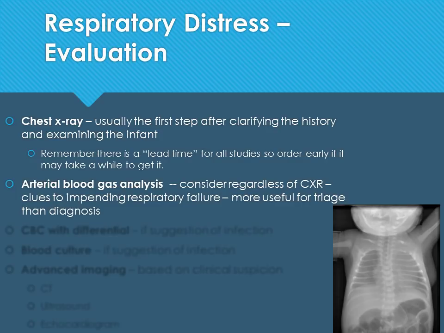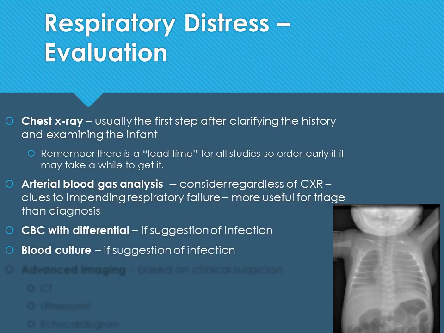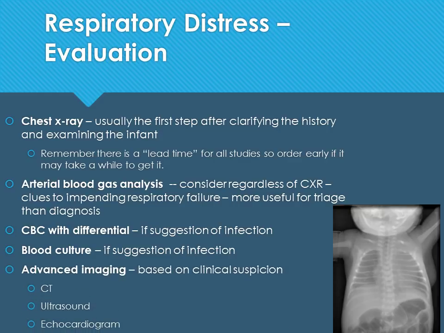ABG, we consider this regardless of whether or not we're going to get a chest x-ray. This really gives us clues to impending respiratory failure. It's more useful for triage purposes than it is for diagnosis. Will I need to send this person up to the ICU, or will we be able to manage them on a general pediatric floor? A CBC with diff and a blood culture can be helpful if we think that there may be infection. And then, based on our clinical suspicion and what we think may be going on with the infant, we may order advanced imaging, like a CT scan, a bedside ultrasound, an echocardiogram.